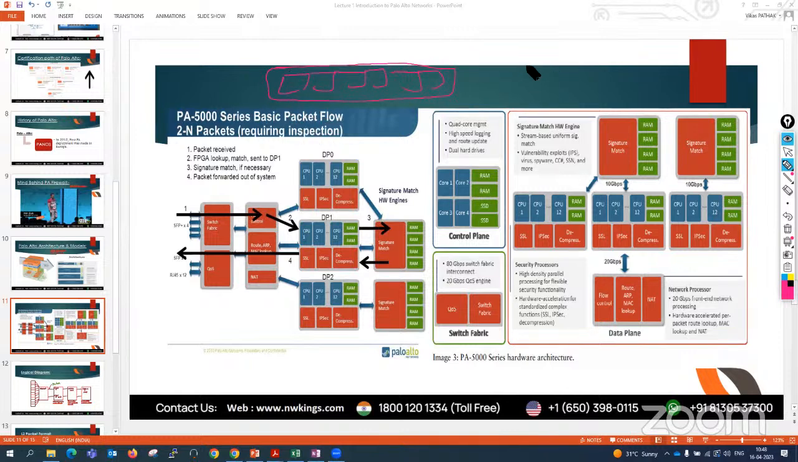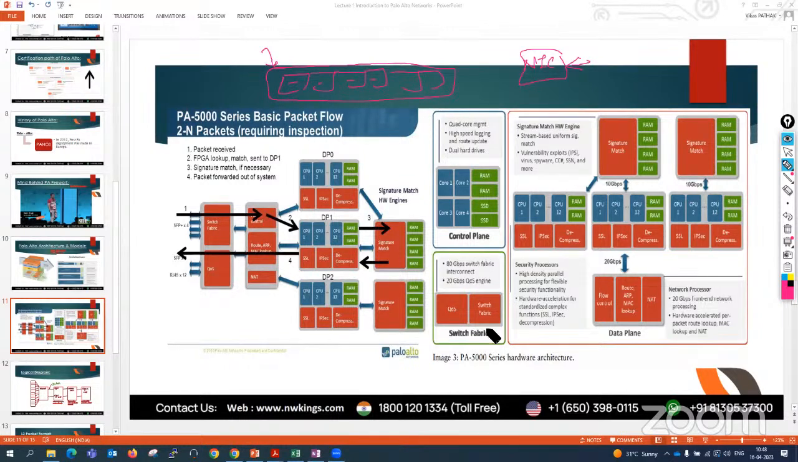Remember in our laptops we have a NIC card. What is a NIC card? A NIC card is a LAN port, network, right? Yes. So in hardware Palo Alto, we have multiple ports, right? Yeah. So the combination of these ports is called switch fabric.